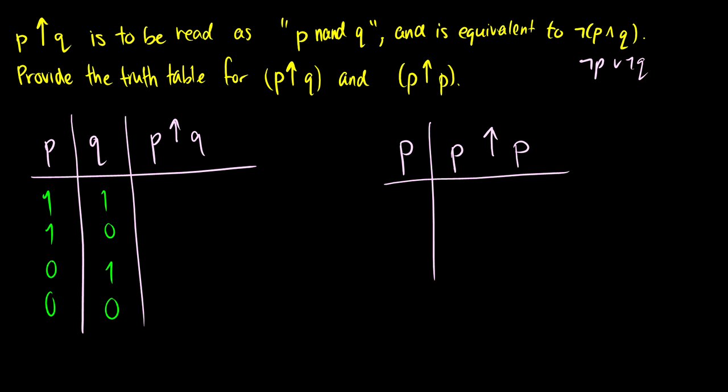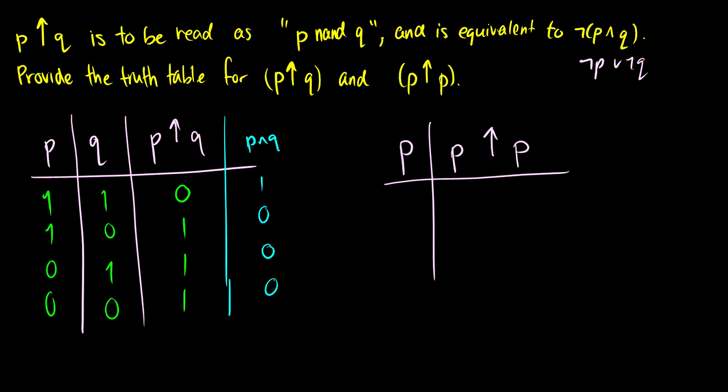So this is true when either not P or not Q is true. So in the first row, P is true, Q is true, so P up Q will be false. In the second, third, and fourth row, at least one of them is false, so these are all true. And we can see this is the equivalent of not (P and Q), because if we have P and Q, then our truth table would look like 1, 0, 0, 0. So P up Q is just the negation of P and Q.